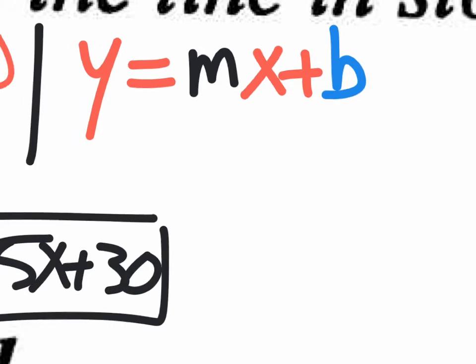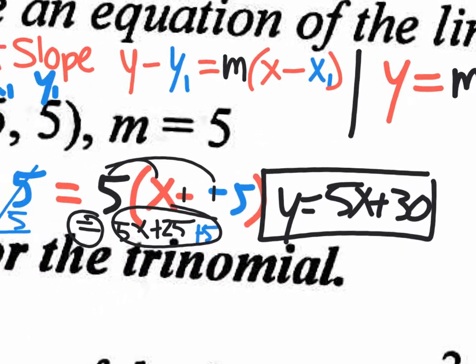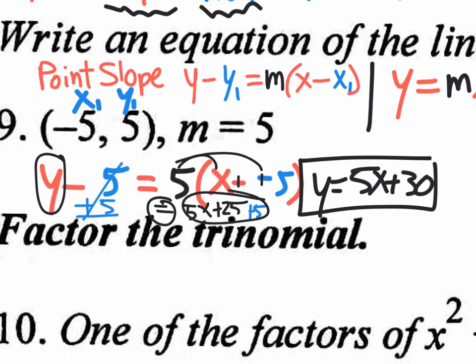Y equals mx plus b. You did not have to use the point-slope form. I like using the point-slope form. It's very easy. You just plug in your x1, plug in your y1, plug in your 5, and then distribute and move things around, and you have it in slope-intercept form.